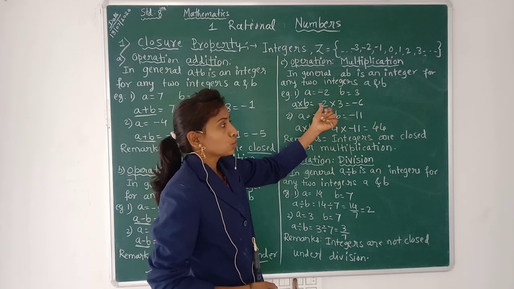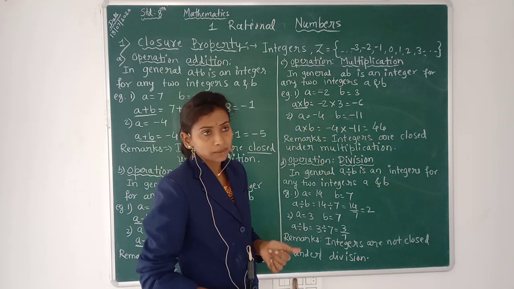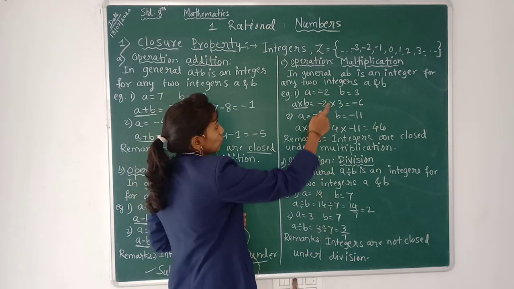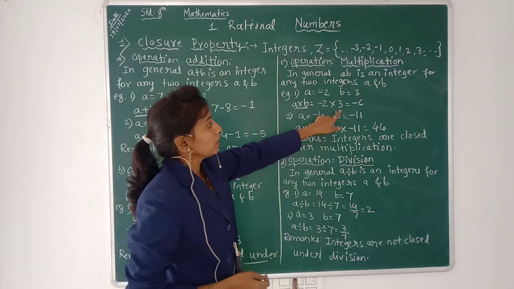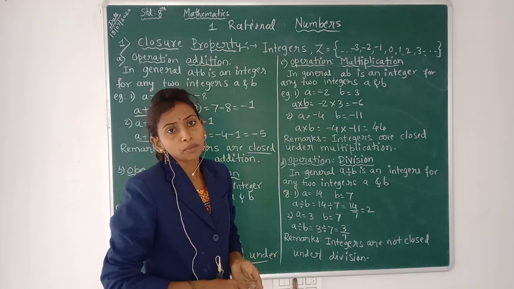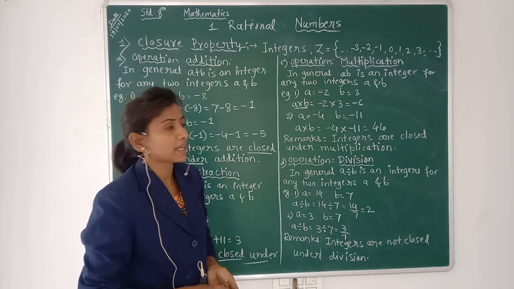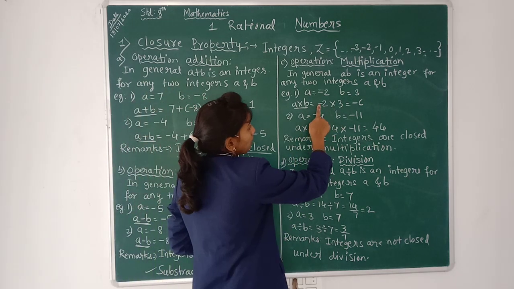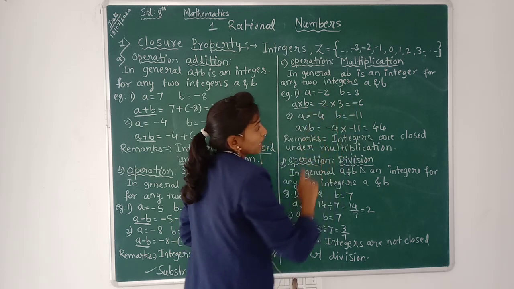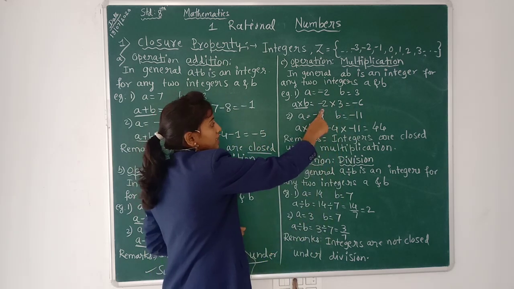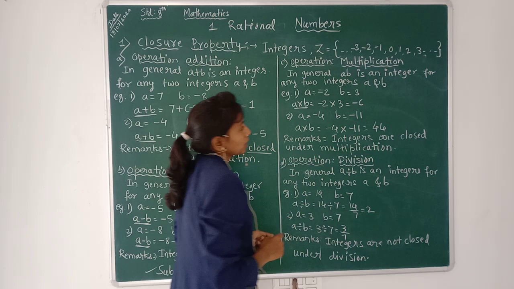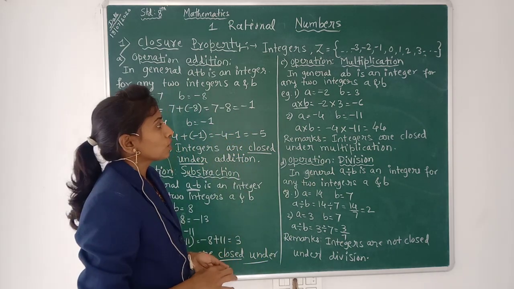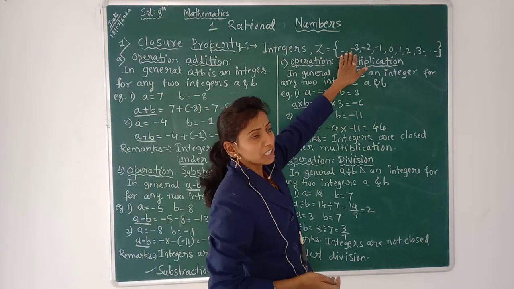That is A equal to minus 2, into B value 3. First do the multiplication of the signs. Before 2 we have a minus sign and before 3 a plus sign. If there is no sign, it means it has a plus sign. Minus into plus gives a minus sign. 2 threes are 6, so minus 6 is the answer. So minus 6 is in the set of integers.